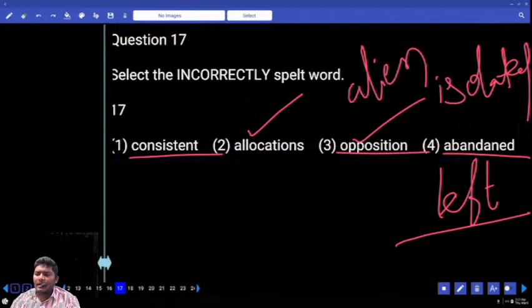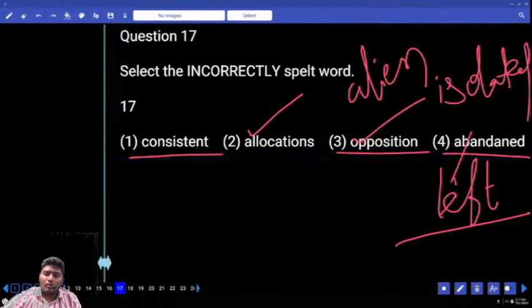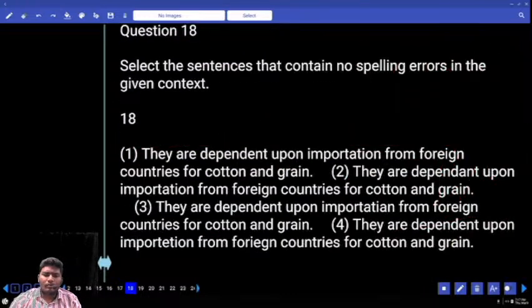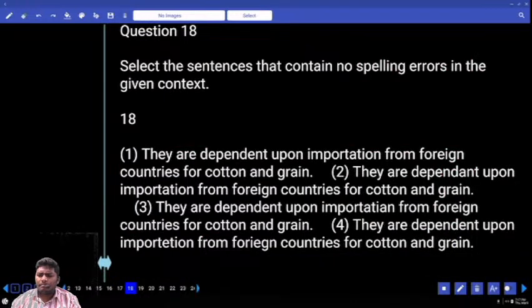What is the spelling of abandon? A-B-A-N-D-O-N, abandoned. Next one again, which contains no spelling errors.